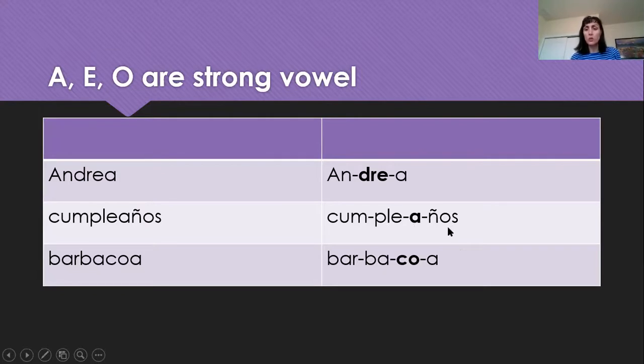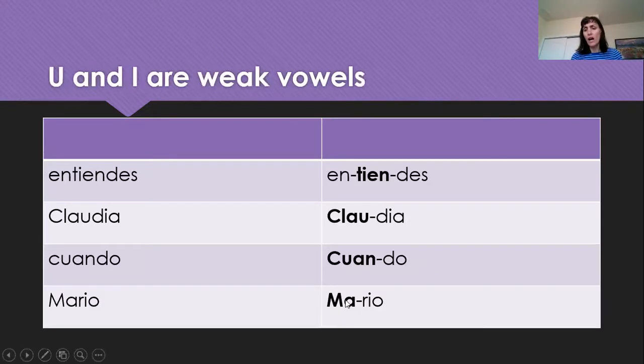4 syllables. Cumpleaños. You can count syllables by counting how many times your chin goes down. Cumpleaños. 4. Barbacoa. The O and the A do not blend together. They're not a diphthong. They're 2 separate sounds because they're both strong vowels. Barbacoa. I'm emphasizing the second to last.